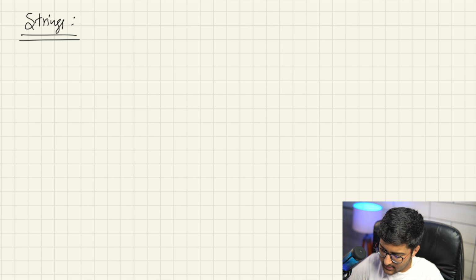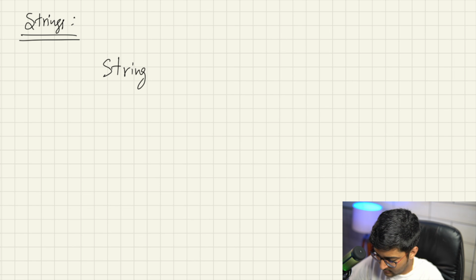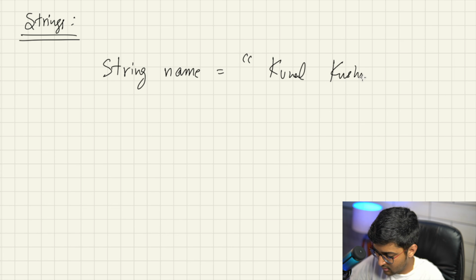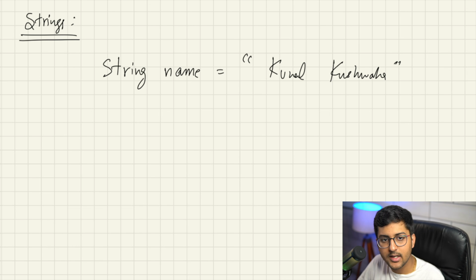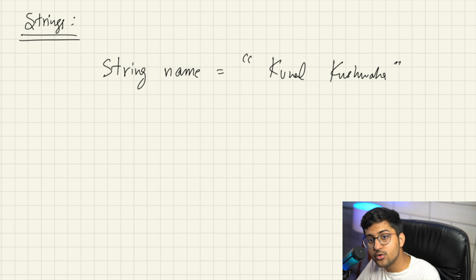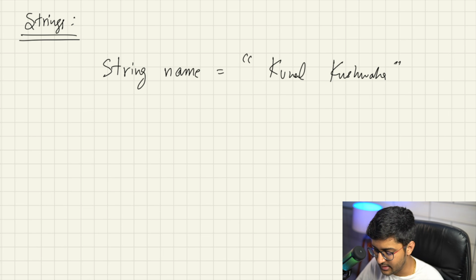So strings. All right, so when I wrote something like this, name is equal to something like Kunal Kushwaha, how is this thing working internally? A little bit more about strings. Let's say in the introduction part, string is the most commonly used class in Java's class library.